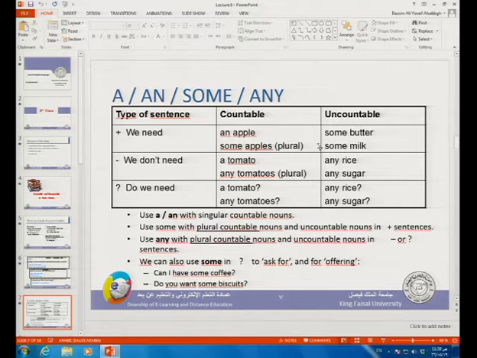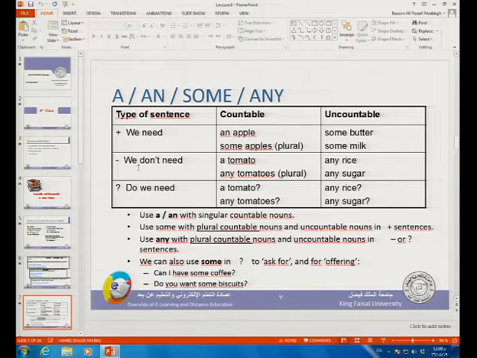We need some milk. Remember here, some is used both with apples and with butter and milk. Apples is a countable noun in the plural form, and butter and milk are uncountable nouns. So this means that we can use some with uncountable nouns and with plural countable nouns like apples. And some is used in affirmative sentences.